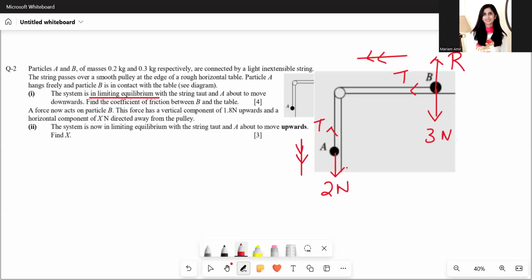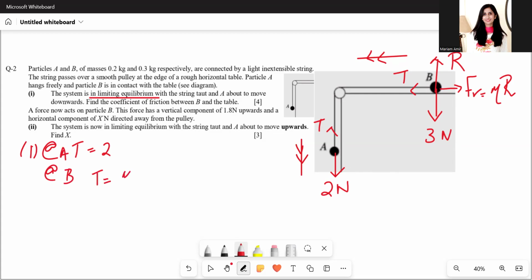Okay, so if B moves towards the left, there's going to be a frictional force in this direction, friction, which is equal to mu R. And we have to find the value of mu. Now since the system is in equilibrium at A, T is going to be equal to 2 newtons. And similarly at B, T is going to be equal to the friction. T is already 2. And mu is what we have to find, and R is opposite to 3, so it's equal to 3. So mu is equal to 2 over 3 is the value of the coefficient of friction.